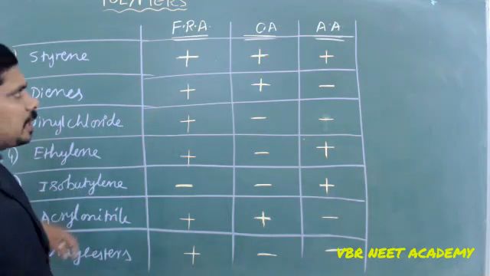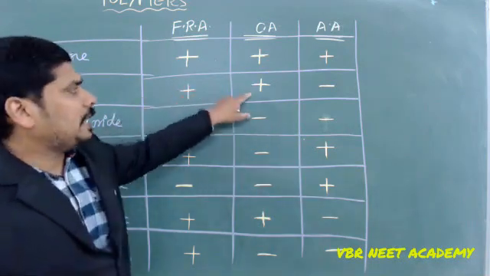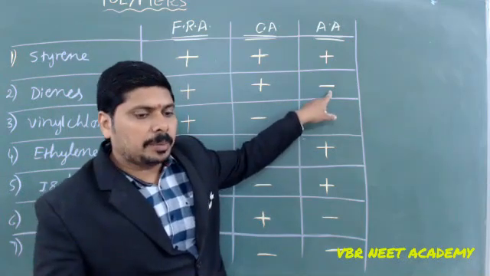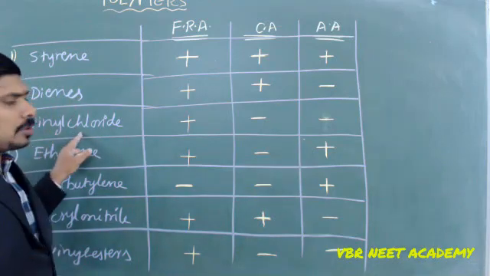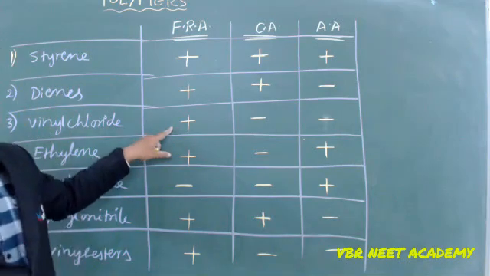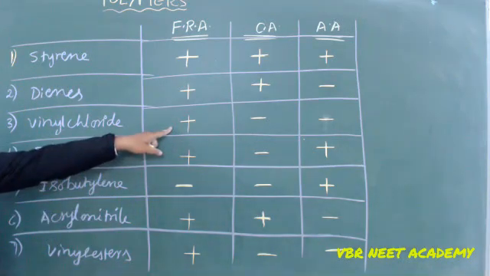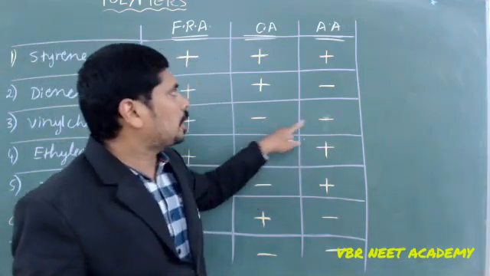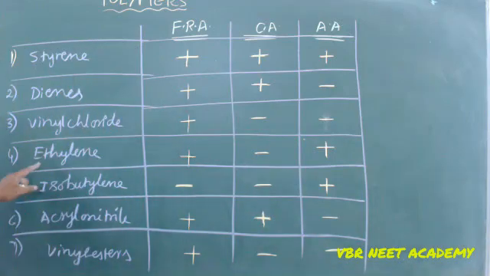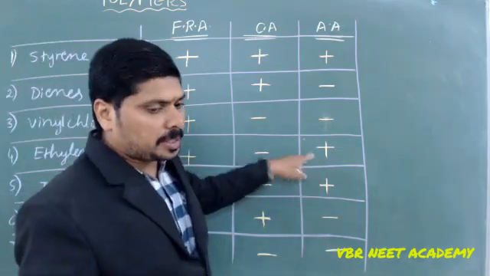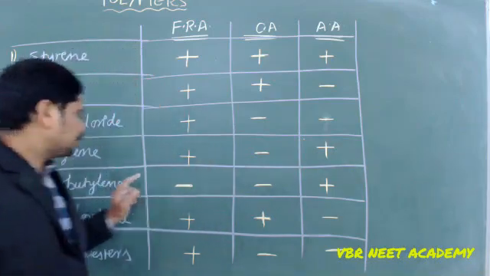Any diene you take, dienes can undergo free radical and cationic, but they are not willing to show anionic addition polymerization. Vinyl chloride will show free radical addition polymerization, and it is not willing to show cationic and anionic. The ethylene molecule can undergo free radical addition polymerization and anionic addition polymerization, but not cationic.